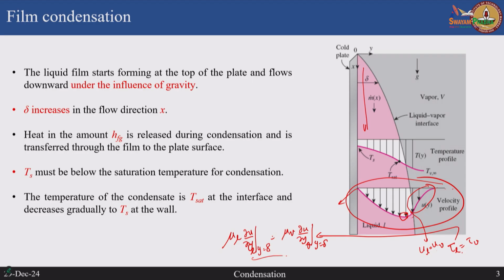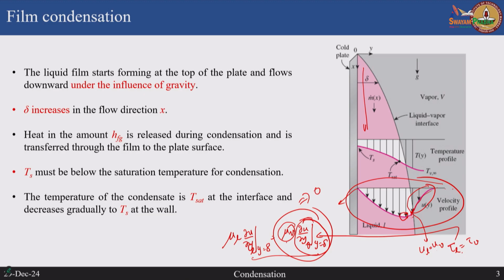Now, when you enforce the stress continuity, the viscosity of the vapor is much smaller than the viscosity of the liquid. So, in order for this to be equal, this gradient of velocity has to be very large in the vapor. That is why you see that it goes from this maximum value to 0 in a very rapid manner.